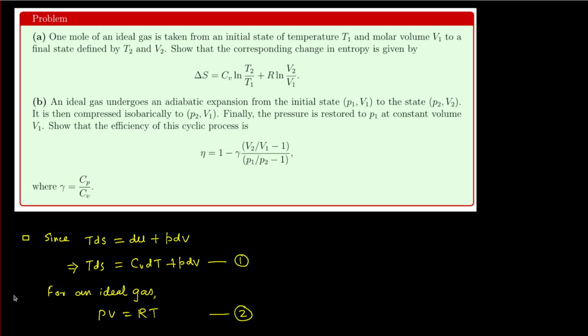And the second part: an ideal gas undergoes an adiabatic expansion from state P1 V1 to the state P2 V2. It is then compressed isobarically to P2 V1. Finally, pressure is restored to P1, that means increased to P1, at constant volume V1. Show that the efficiency of this cyclic process is eta as follows, where gamma equals Cp by Cv.